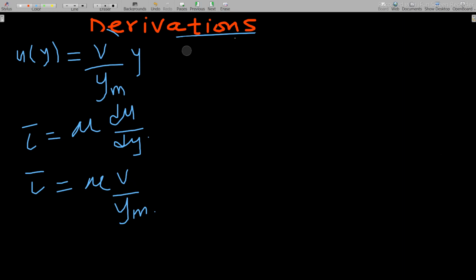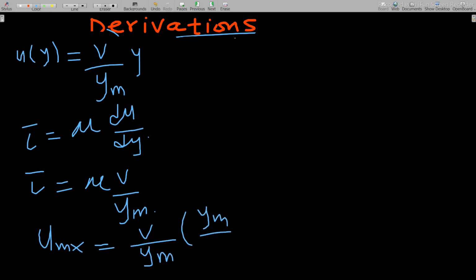So let's go to our u max here. We have u max is equal to, you say u max occurs at ym over 2, so I have v over ym, then wherever I see y I put ym over 2. Now with this I can take this off and I'll get something like v over 2. I hope you get it. So let me erase some part and write it clearly for you.